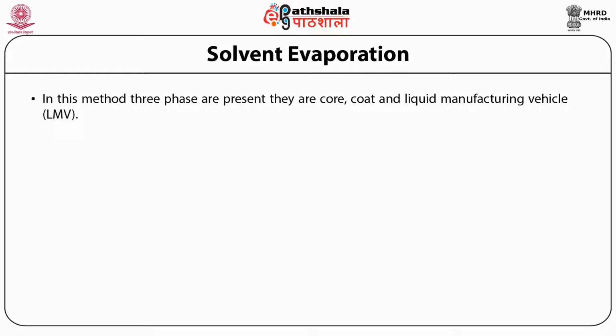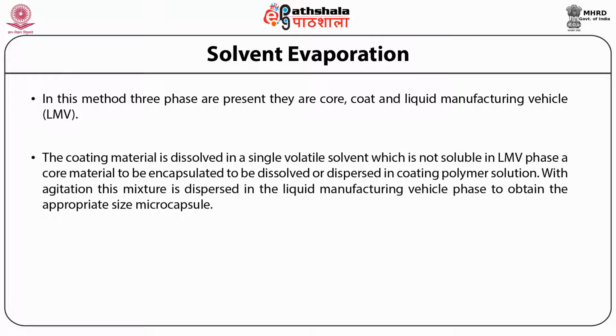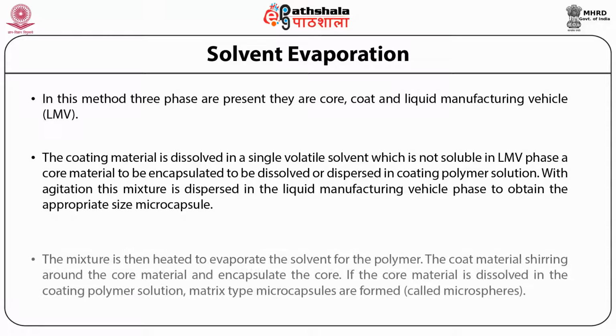In this technique, three phases are present, and they are core, coat and liquid manufacturing vehicle, which is known as LMV. The coating material is dissolved in a volatile solvent, which is not soluble in the LMV phase, and the core material to be encapsulated is dissolved or dispersed in the coating polymer solution. With strong agitation, this mixture is dispersed in the liquid manufacturing vehicle phase to obtain the appropriate size microcapsules. The mixture is then heated to evaporate the solvent for the polymer. The coat material is stirred around the core material and encapsulates the core.